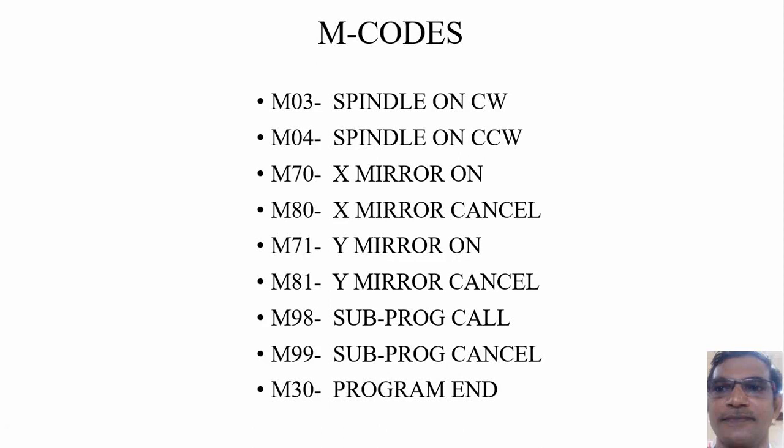Finally, at the end of the program, we can use M30, that is program end or rewind. These are some G codes and M codes frequently used for the milling operation. Just go through the slide, understand the concept, memorize some important G codes and M codes, and then start writing the program. It is very easy to understand. You just go through this.